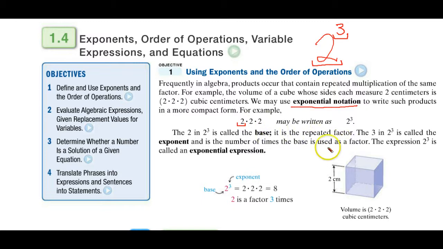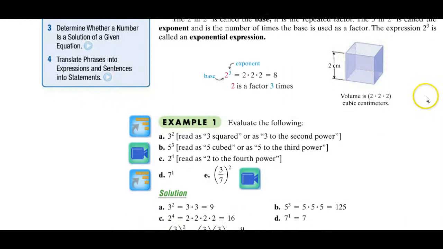And what would that mean? Well, if we had a cube that was 2 by 2 by 2, to get the volume of that, that would give you 8 cubic centimeters. Or 2 times 2 times 2 is 8. Okay, that was not too bad. And I think most of you are familiar with that.